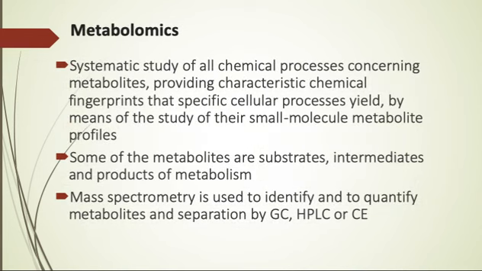Then you have something which we call metabolomics. So what does metabolomics mean? It is the systematic study of all the chemical processes, especially concerning all the metabolites, and it provides the characteristic chemical fingerprints that specific cellular processes yield. By means of this study you can get to know the small molecular metabolite profile. Some of the metabolites are the substrates or the intermediates of a particular metabolic process.